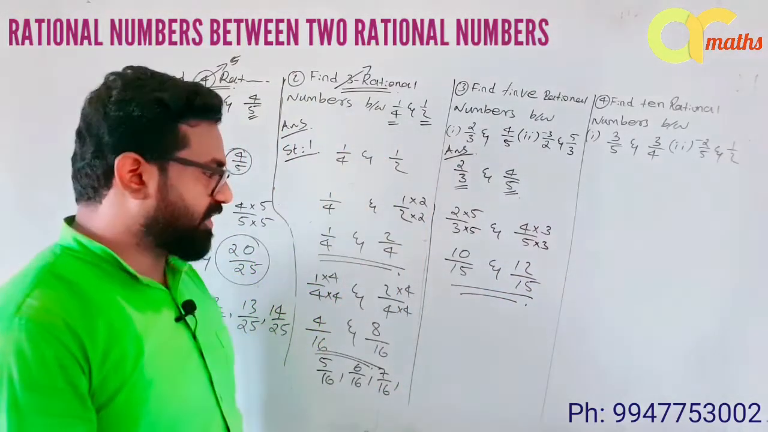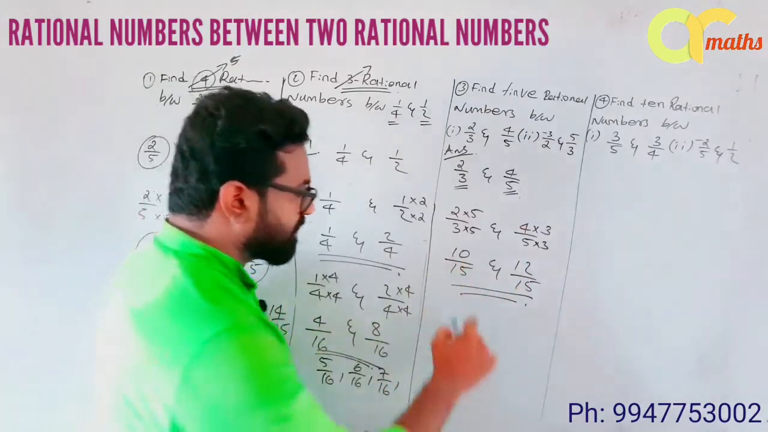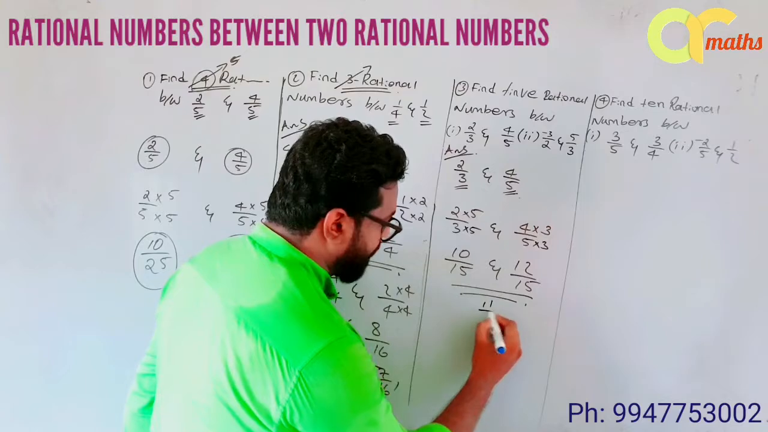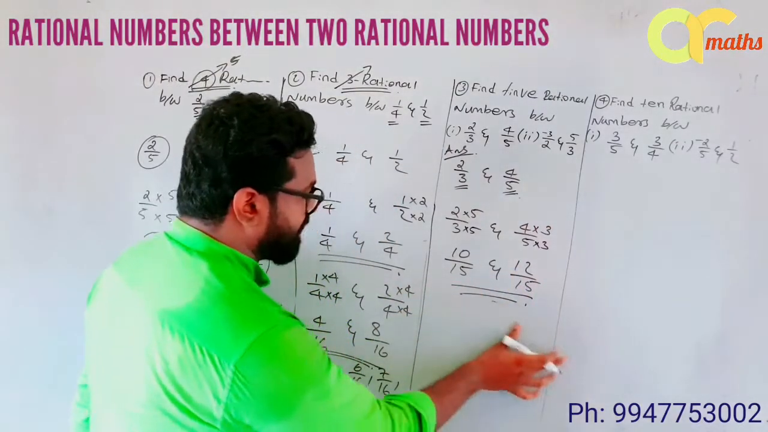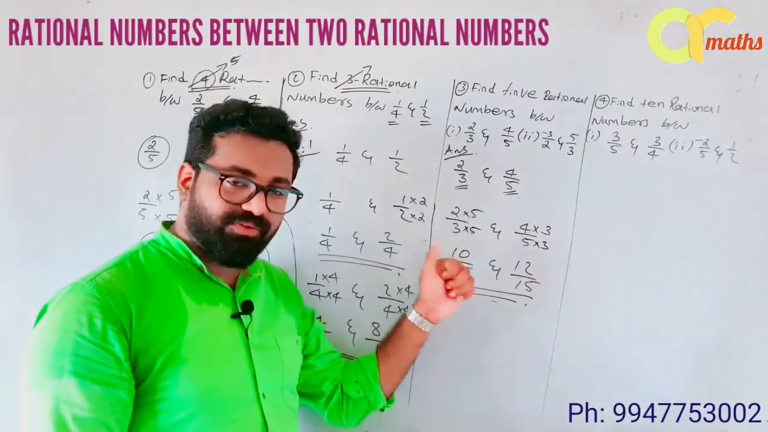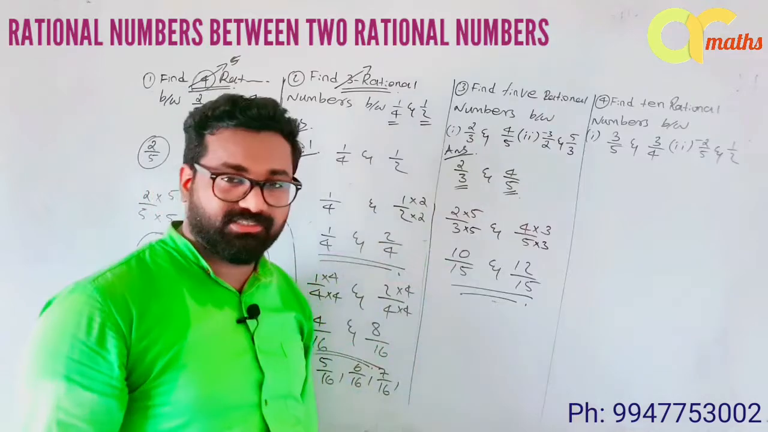So 10 by 15 and 12 by 15. Ready? So what is the rational number between 10 by 15 and 12 by 15? The next number after 10 by 15 is 11 by 15, then 12 by 15. So how many numbers are between 10 by 15 and 12 by 15? Only one number, that is 11 by 15. We want 5 rational numbers.